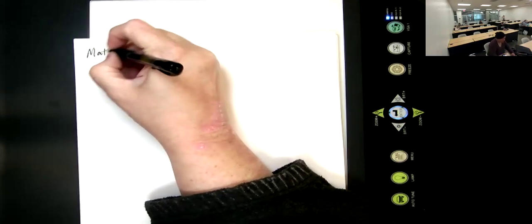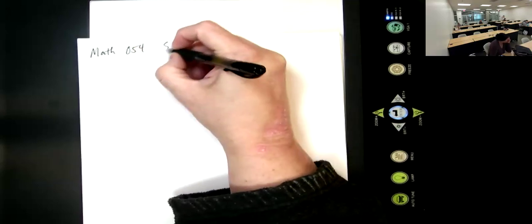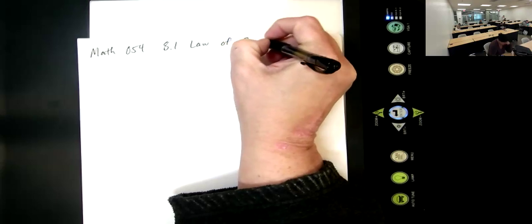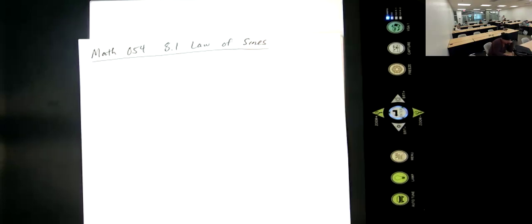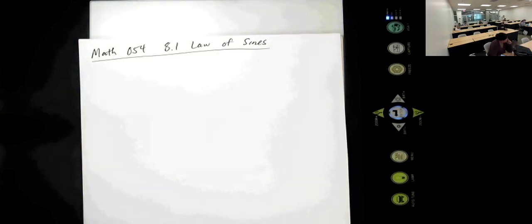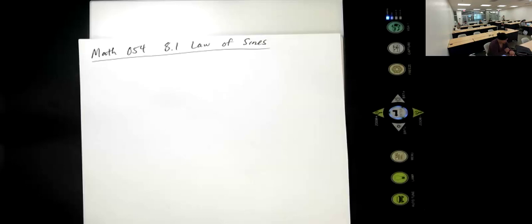But back to 8.1, which was on law of sines. And we had the problem case. I wanted to do another example. I'm pretty sure we didn't use these numbers on the last problem. Let me double check. Yeah. All right.